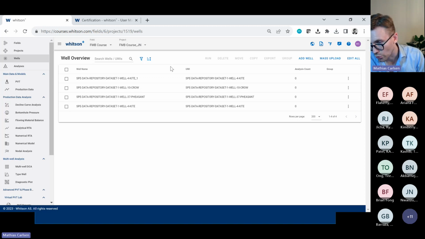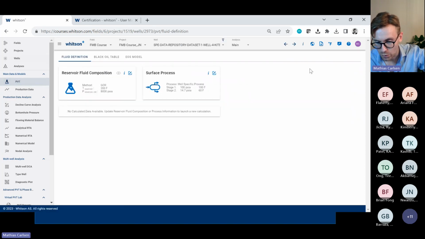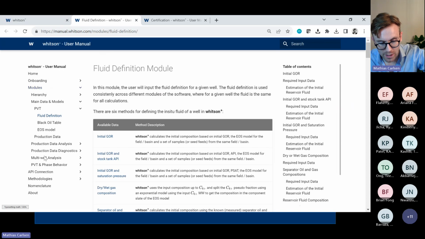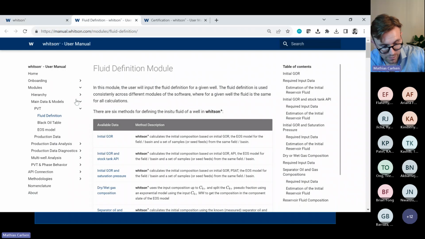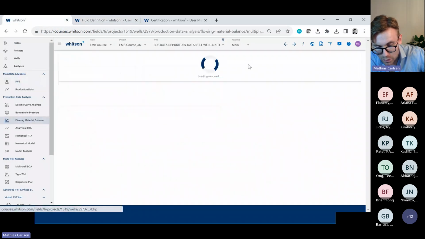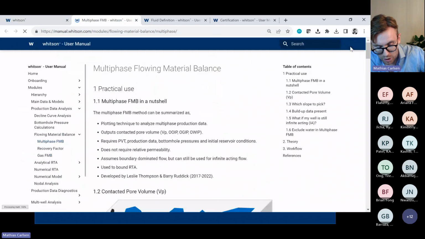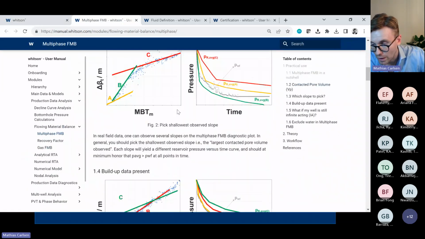And the last thing I'll go through is the navigation panel. There's a lot of things that I'm going to skip. This part to the left here, that's the navigation panel. Anywhere you are in the navigation panel, if you're inside of a feature, for instance, and you click the manual, you'll see that the manual and the navigation panel and the software are identical. If you're in PVT and you click the manual, you're brought into the fluid definition part of the manual related to PVT. If you were in the flow material balance part of the software and you click the manual, you'll be brought into the material balance part of the manual.